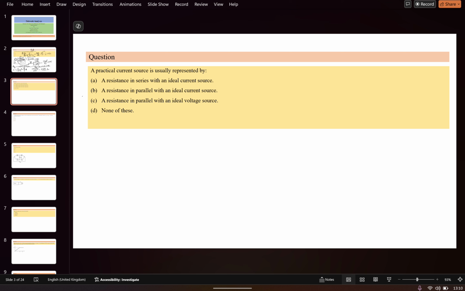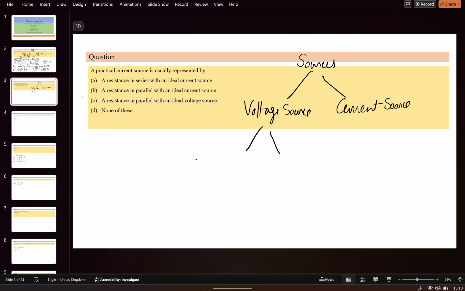Okay, let me give the solution for this question. The question is asking that a practical current source is usually represented by what. So if you see, two types of sources have been considered. Sources are basically divided into a kind of voltage source or a kind of current source. In voltage source also there are two categories, the ideal voltage source and the practical voltage source. And the same with the current source also, the ideal current source and the practical current source.